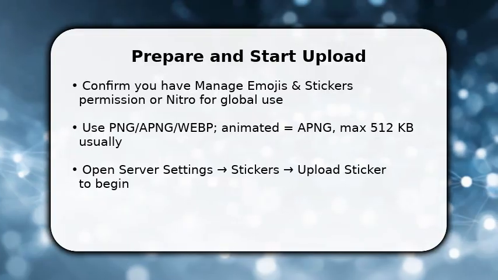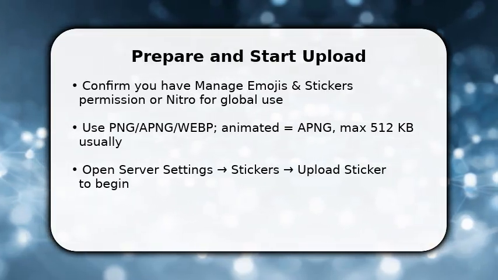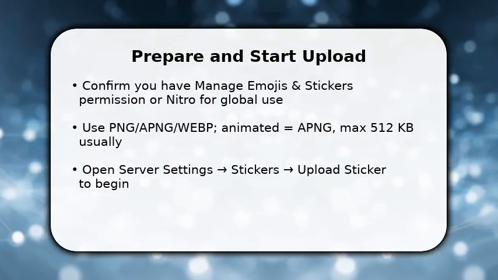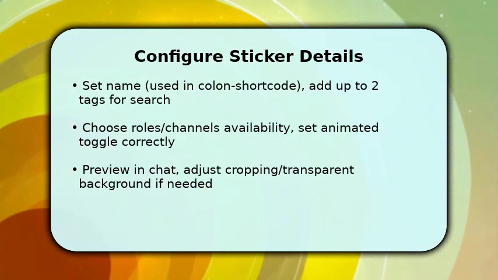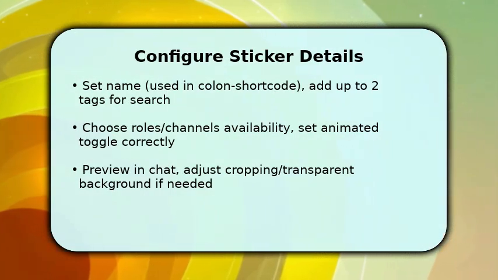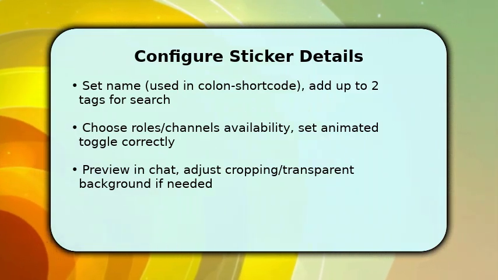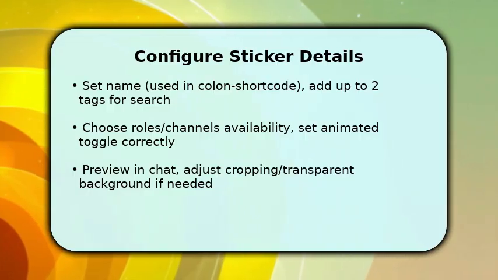Now open Discord, go to the server settings, select Stickers, and click Upload Sticker. This immediate step creates the sticker slot, so you can name and tag it. Once uploaded, you configure the sticker details. Pick a concise name because it becomes the shortcode, and add 1 or 2 tags to improve searchability.